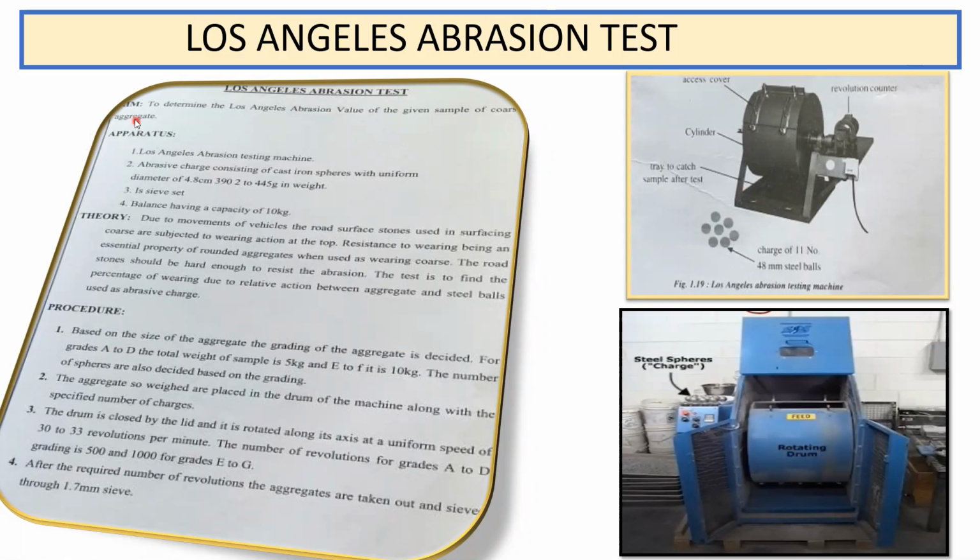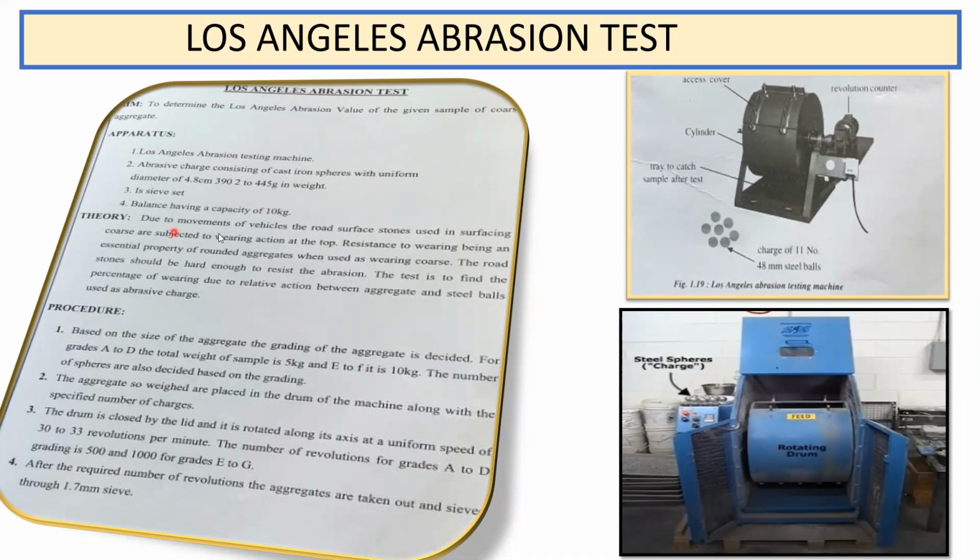To begin with, this is the aim of the experiment. For apparatus, we require a Los Angeles abrasion testing machine. This is that machine. Then you require the abrasive charge consisting of cast iron spheres with uniform diameter. You can see the steel balls here, right? These are the balls for the abrasive charge.